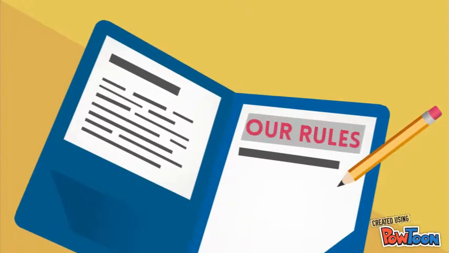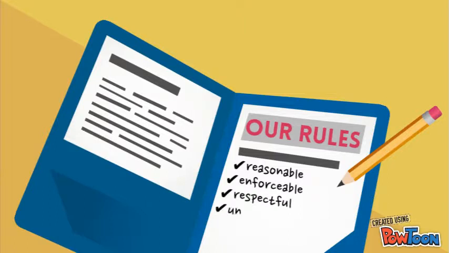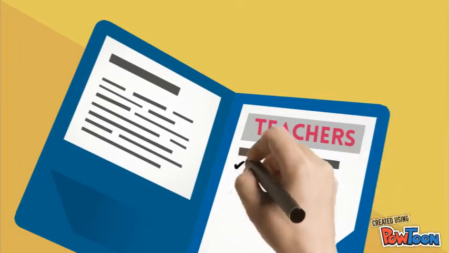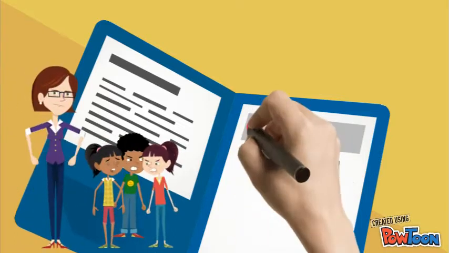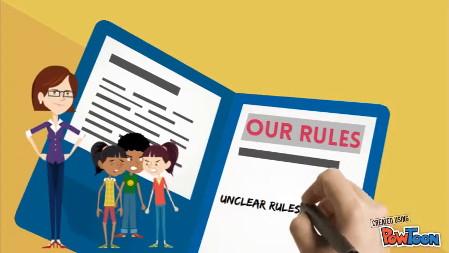These rules should be reasonable, enforceable, and respectful. They should also be understandable to EAL students. Teachers who are giving them should explain the reasons behind them. Classrooms that do not have a clear system of rules and procedures will inevitably devolve into chaos.